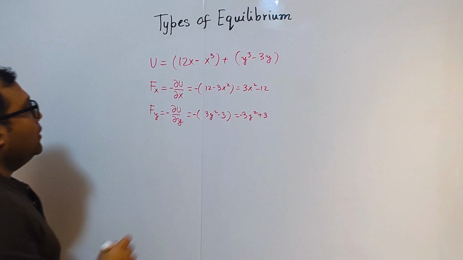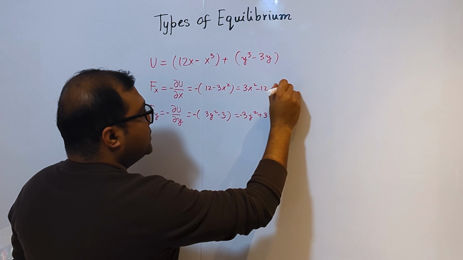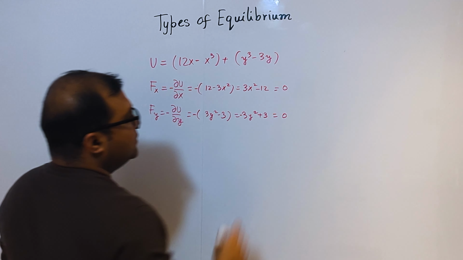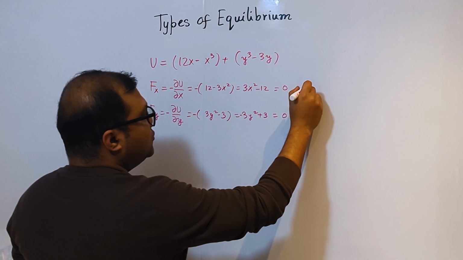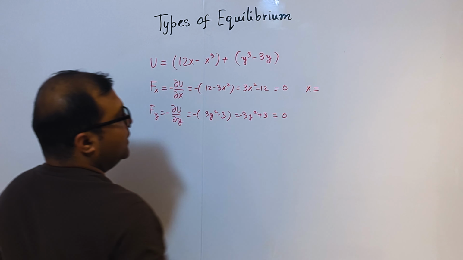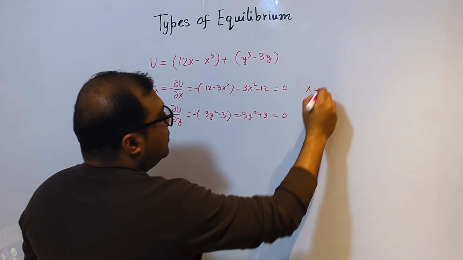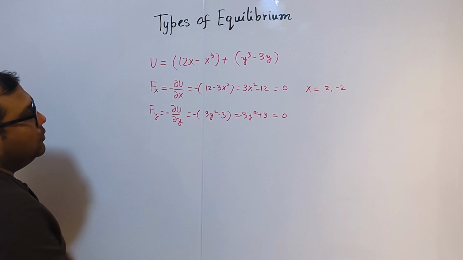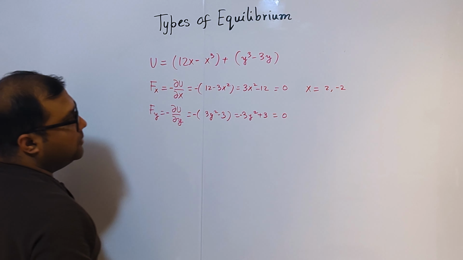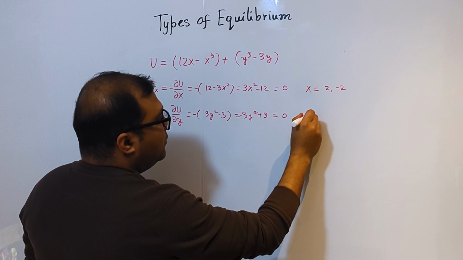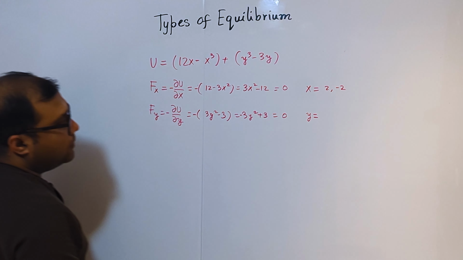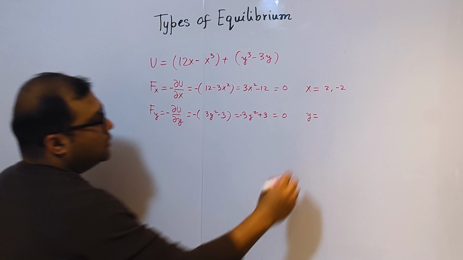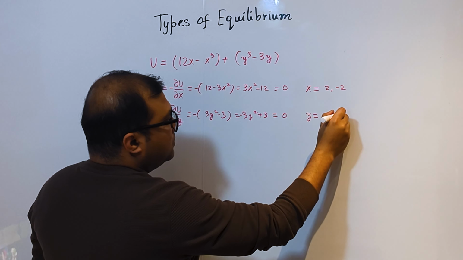Okay. Now let's substitute fx is 0 and fy is 0. So from this we get two roots of x: x equals plus 2 and minus 2. 12 divided by 3 is 4, square root of 4 is plus minus 2. And from here we get y equals plus 1 and minus 1.